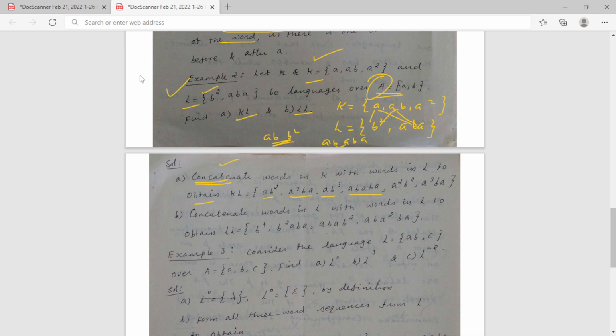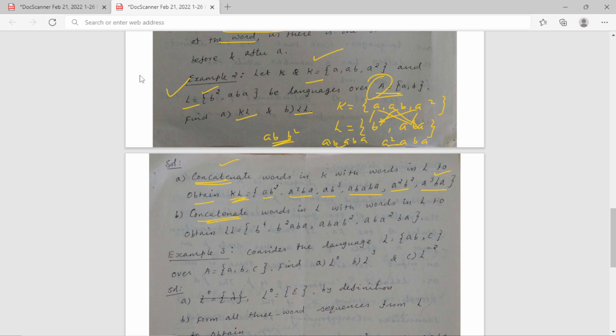AB, ABA. Next you have to combine A square with B square. So A square, B square. Next A square with ABA. Both of them are the same letters, so in such cases you can multiply. So A cube BA. So this is the language KL.